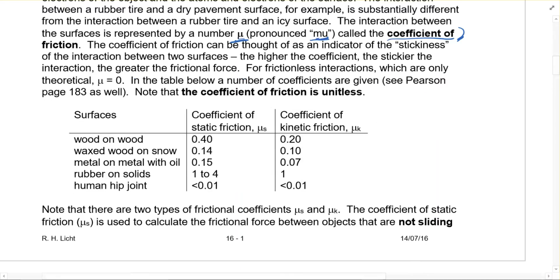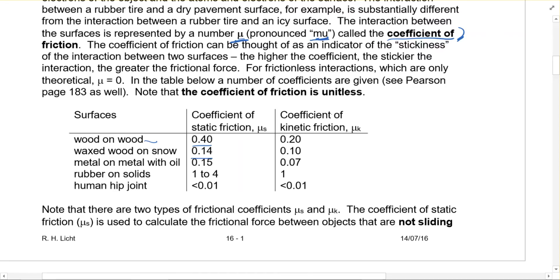If I look at my chart down here, wood on wood has a coefficient of friction of 0.4. Waxed wood on snow would be 0.14, and it goes down like that. All of these are going to be between 0 and 1. You're not going to have a negative coefficient of friction, and you're not going to have a coefficient of friction of like a million. They're always between 0 and 1.